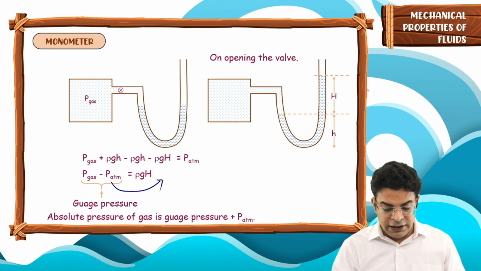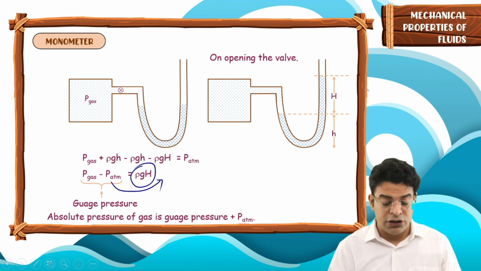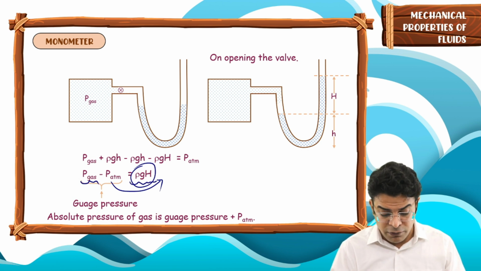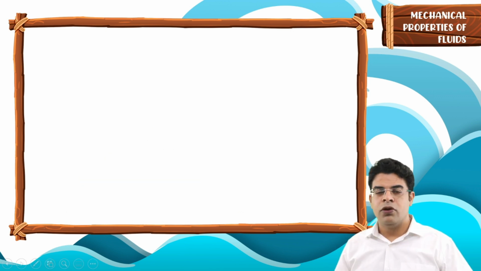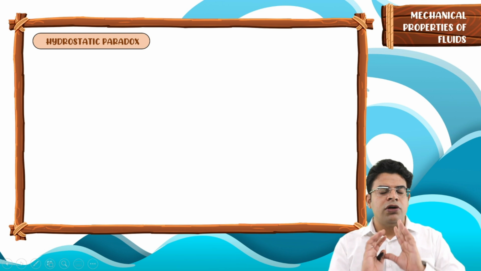Just move this P atm to the right. Rho gh is the gauge pressure, so the absolute pressure of gas is the gauge pressure plus P atm. Easy thing. Let's move on. So now we will talk about the hydrostatic paradox.